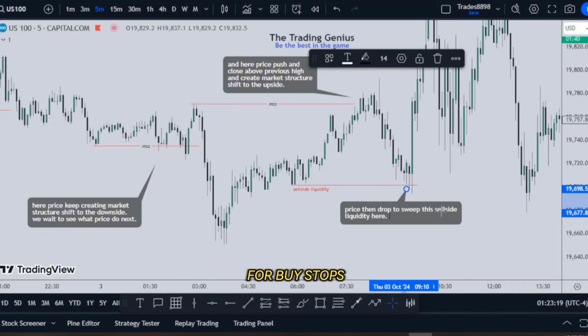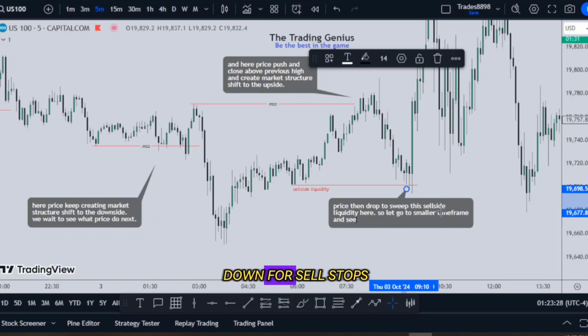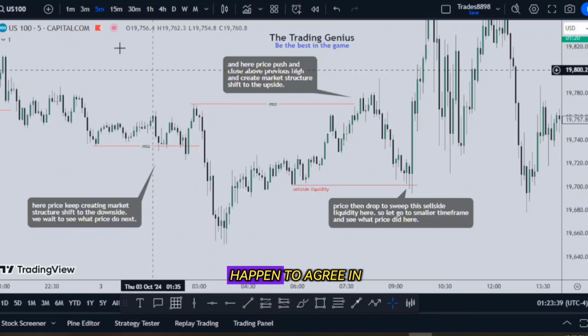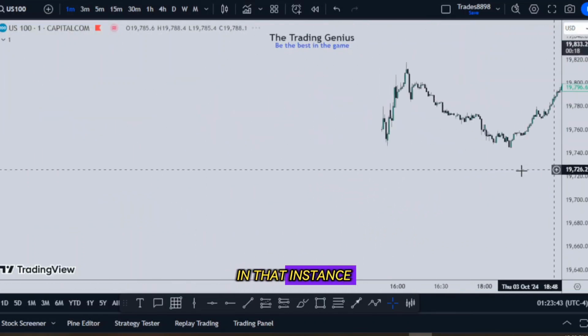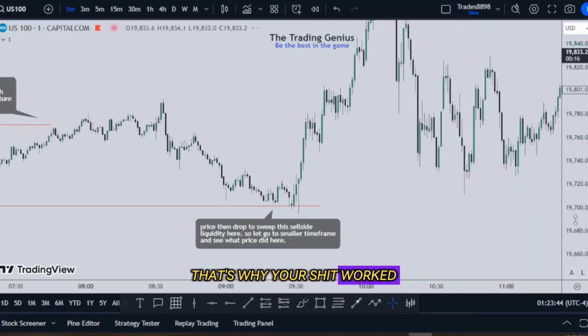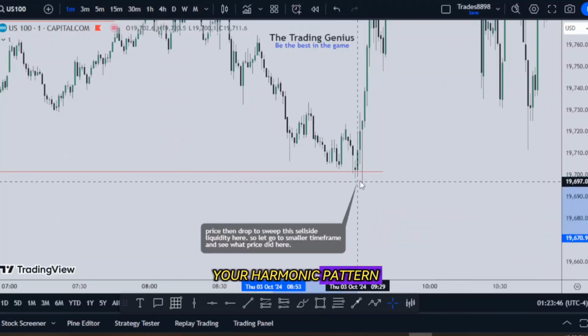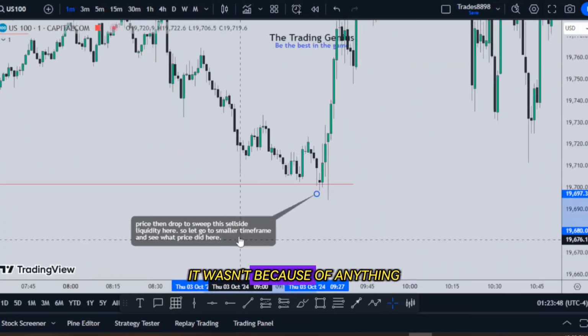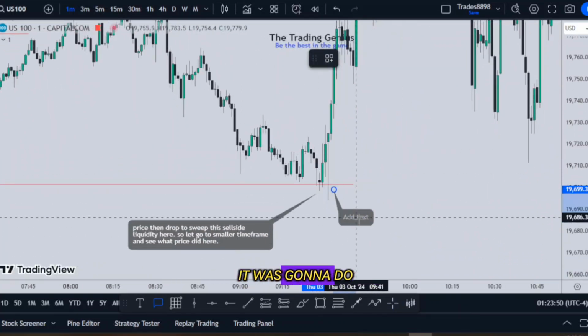The markets go up for buy stops. They go up to reprice and or rebalance an inefficiency. That's it. It goes down for sell stops. Or it goes down to reprice or rebalance an inefficiency below market price. That is it. If the patterns that you trade off of happen to agree and overlap in that instance, that's why your stuff worked. It wasn't because of your harmonic pattern. It wasn't because of Elliott wave. It wasn't because of anything except that's what it was going to do at that time.